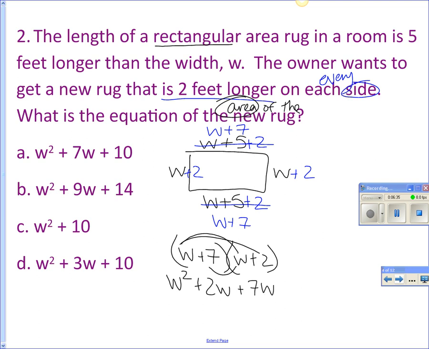And Stephen A., what do you do last? Just 9, because do these have W's with them? No, so just 9, okay? All right, Riley M., what do you do last? Good. So that gives me W squared plus 9W plus 9. Samaria, is that A, B, C, or D?